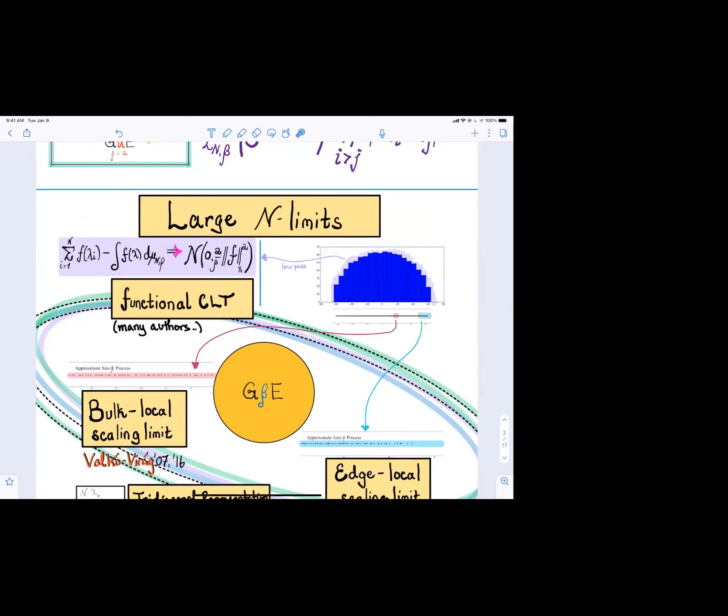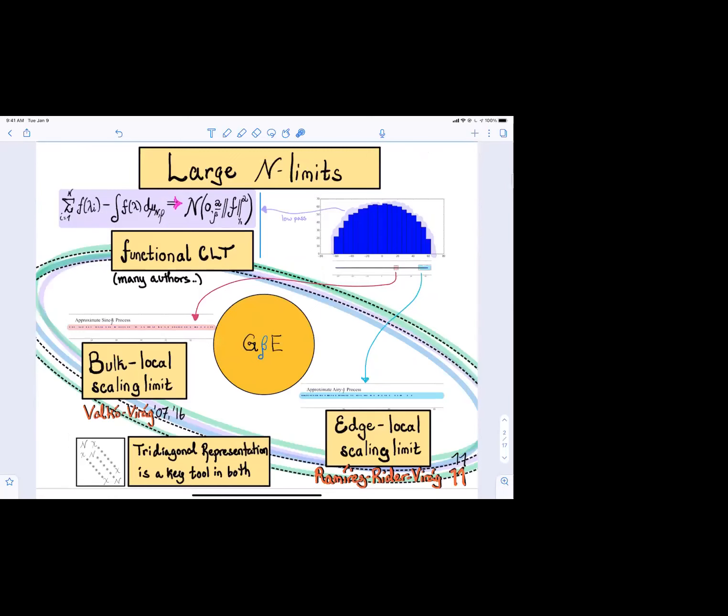There are various ways in which you can form large n limits of it. You can take the fluctuations of the semicircle itself. How far does this curve, that is the histogram, deviate from the semicircle? If you integrate certain test functions, you can get a central limit theorem.